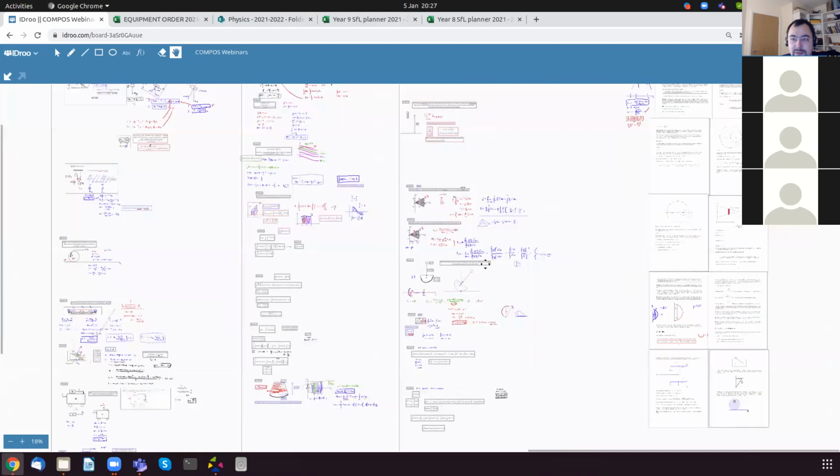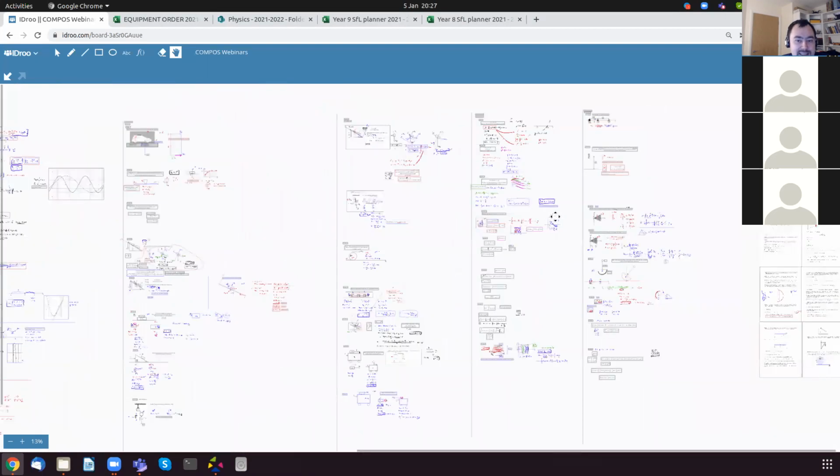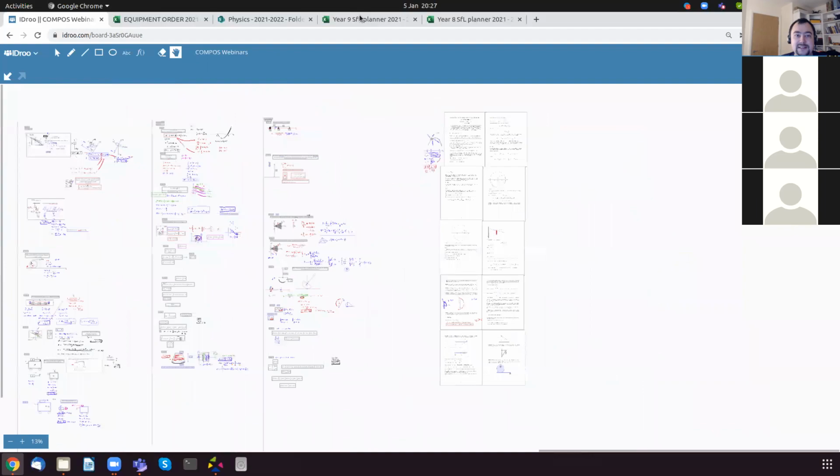Yes, you can print the board. I think you just need to save it as PDF, and then you can print it. I've never done this, but people say you can do it.